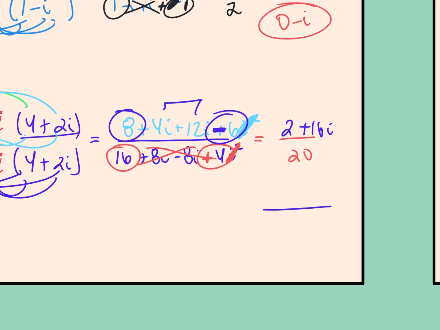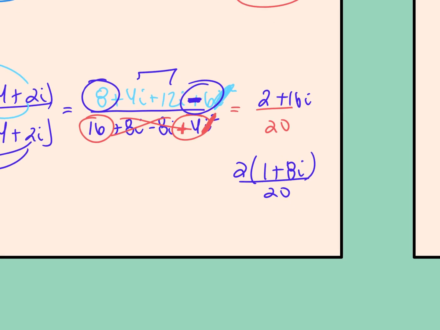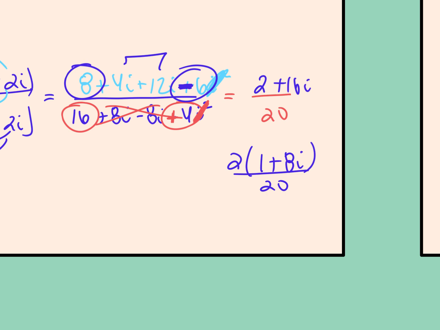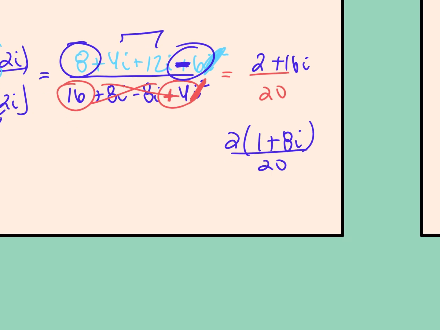Is there anything that the numerator and the denominator have in common? A 2. If I factor out a 2, I'm left with 1 plus 8i, correct? Over 20. Well, I haven't divided yet. I just brought the 2 out in front, right? And I have over 20. So when I simplify, what happens? 2 goes into 2 once. 2 goes into 20 10 times. So 1 plus 8i over 10.